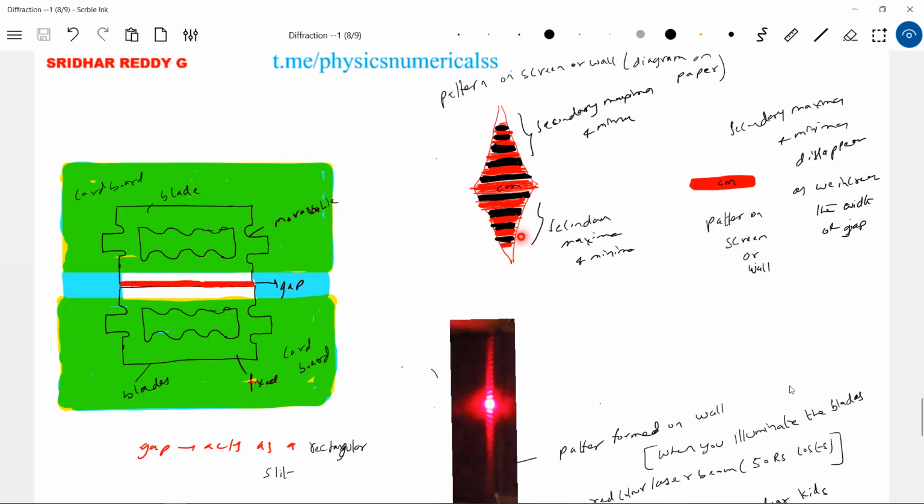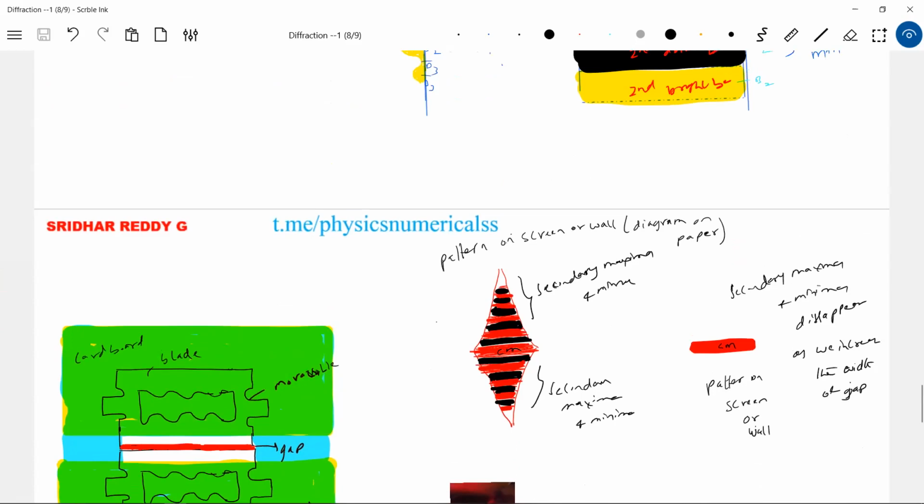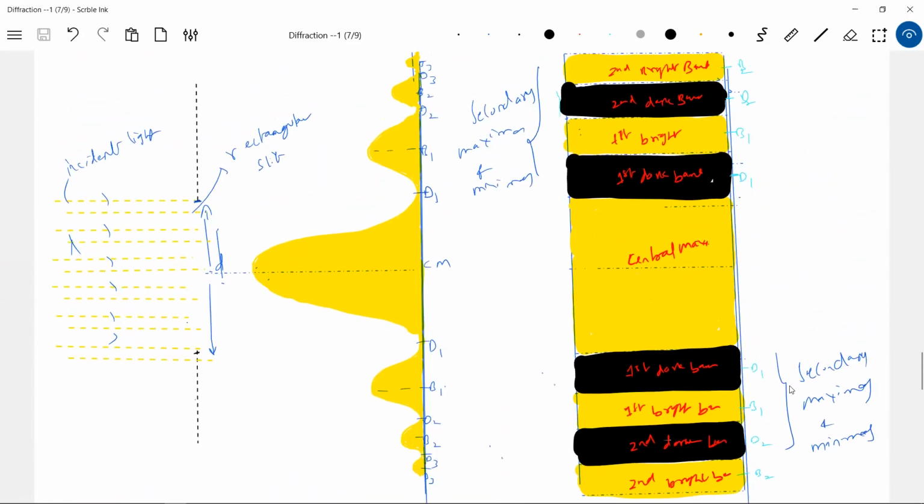So why do this? Due to diffraction. That's all, finished. The simplified one. Okay, let's do one thing. So what is our syllabus?